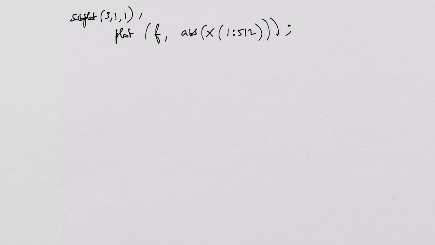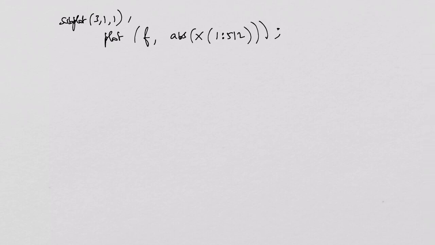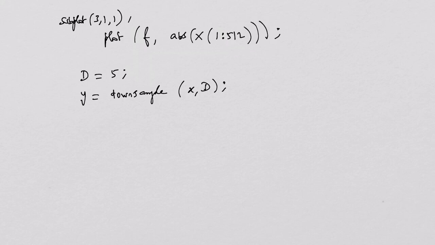What the x label and y label are, you can decide. Now let me downsample it. For downsampling, we shall have the factor D equal to 5. Okay, what is y? Y is equal to downsample of small x comma D. Now you can see the downsampling factor is 5, and the downsampling operation is carried out. Now for this downsampled signal, let me view the spectrum of it using the fft function.